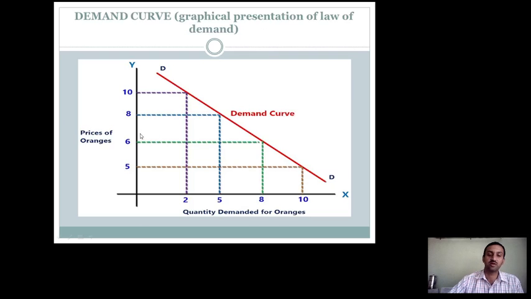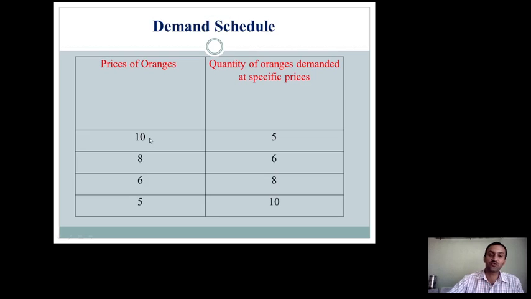When the price of orange was 10 rupees, 5 dozen was the sale. When the price decreased to 8 rupees, the demand increased by 1, that is, 6 dozen. When the price decreased again to 6, the demand was 8 dozen, and when the price was 5 rupees, the demand was 10 dozen. So this is how price and demand have an opposite relationship.